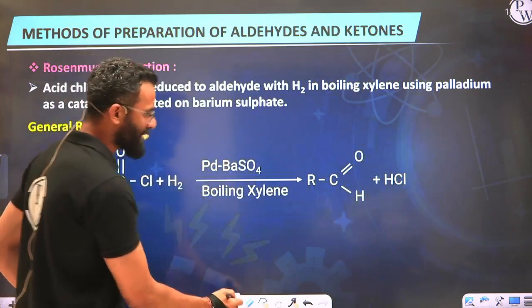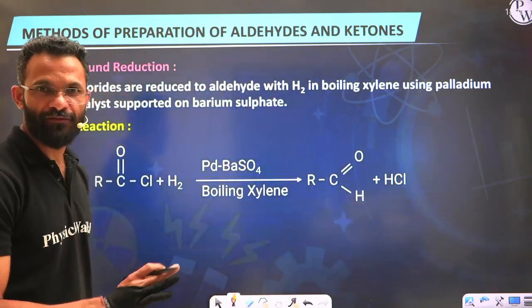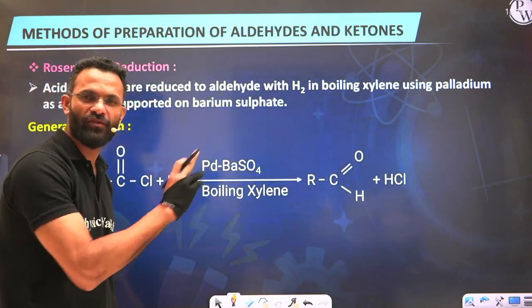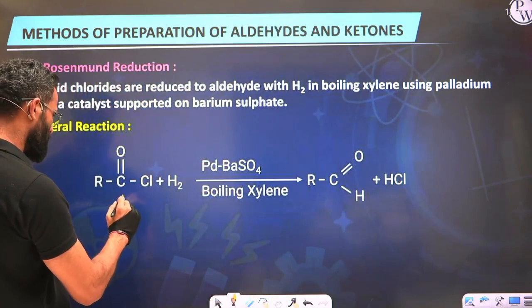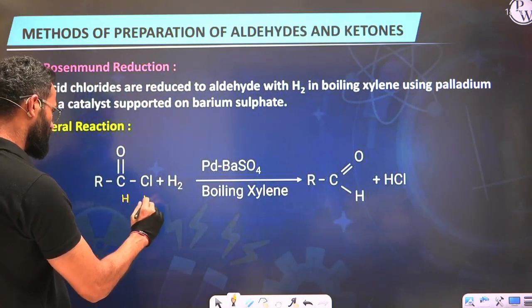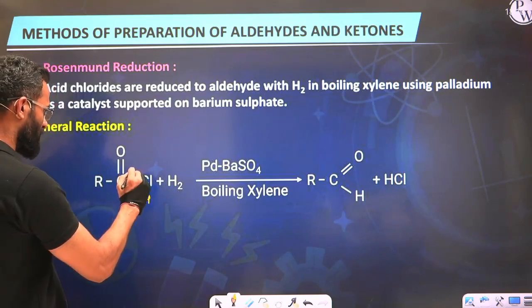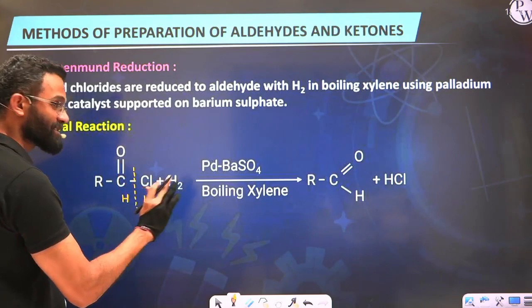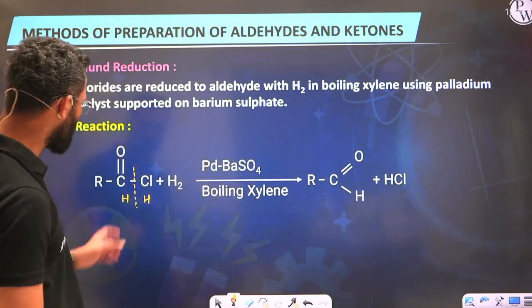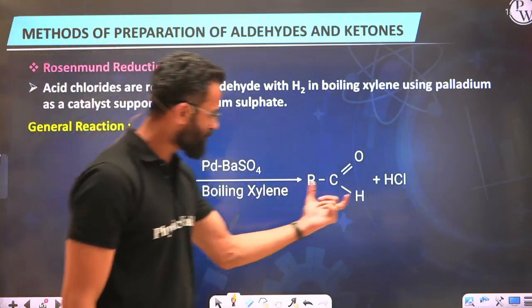Now for the time being, although this is not the mechanism I've told you, the mechanism for this Rosenmund reduction is out of scope for us. So let us assume the H2 gas is used for reduction of this acid chloride, and just for understanding, this is H2 and I'm breaking this bond. Ideally this is not how the mechanism takes place, but for understanding, we get HCl as a byproduct and RC double bond O H is what we have got.